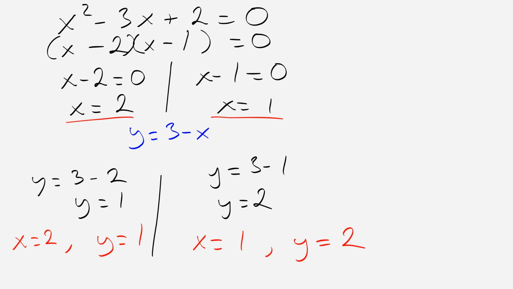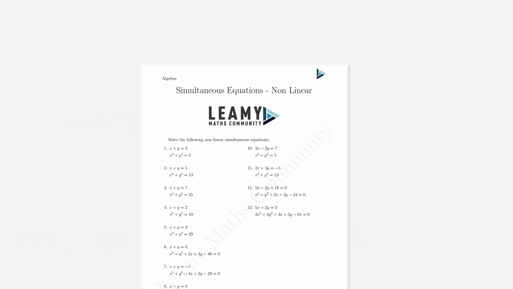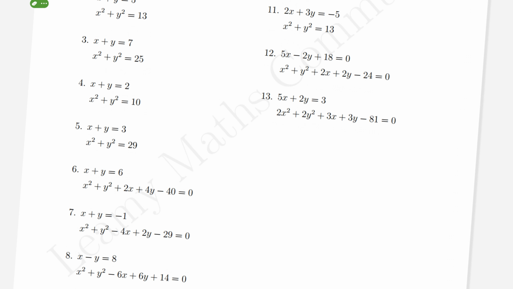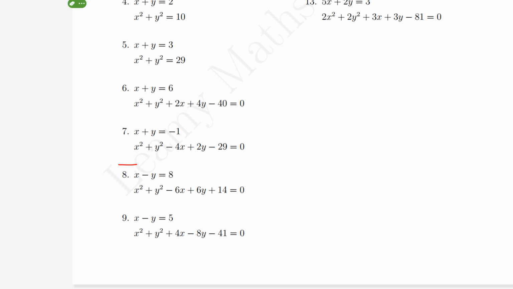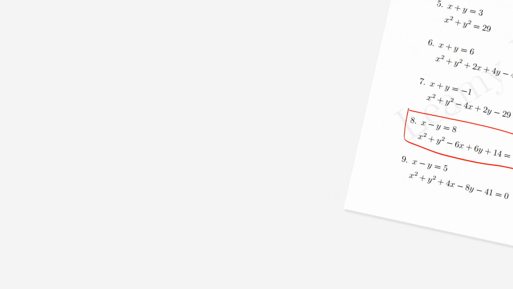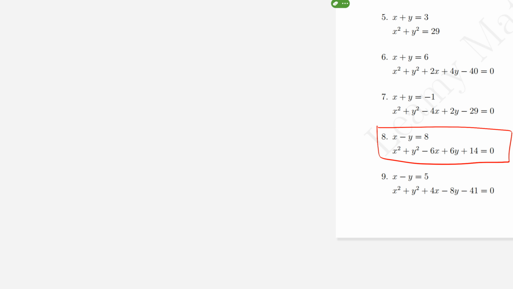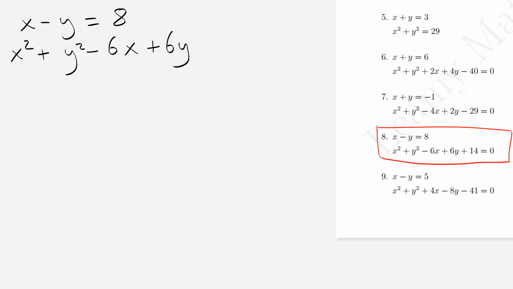So that's one example. Let's look at a slightly more difficult example. All right, so we'll have a closer look here. I'm going to do for you guys question 8. Slightly more difficult than the previous example, but all the same philosophies apply. So let's get this question written up here. x minus y is equal to 8. x squared plus y squared, minus 6x plus 6y plus 14 is equal to 0.